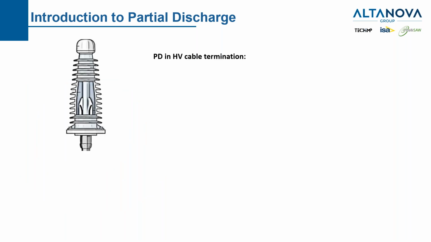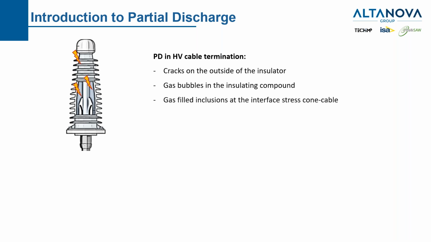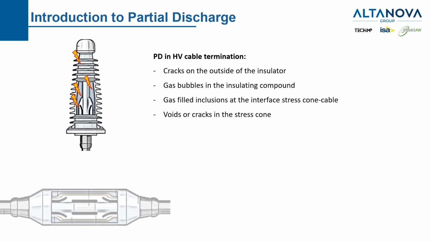Let's see where we can have PD in the cable termination. We can have some cracks on the outside of the insulator, so from the outside part of the termination, as well as in the inner part. We can have bubbles trapped in the insulating compound of the termination. We can have inclusions at the interface between the slip-on stress cone and the cable. And we can have voids or cracks in the stress cone. That is the most stressed part of the termination. These are a few of the typical PD sources we can have in a cable termination.